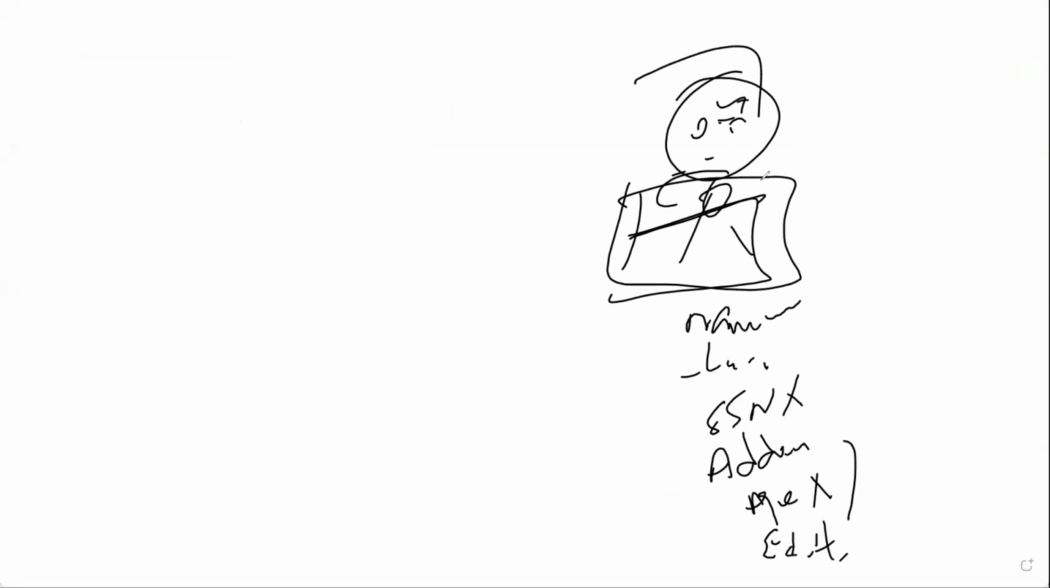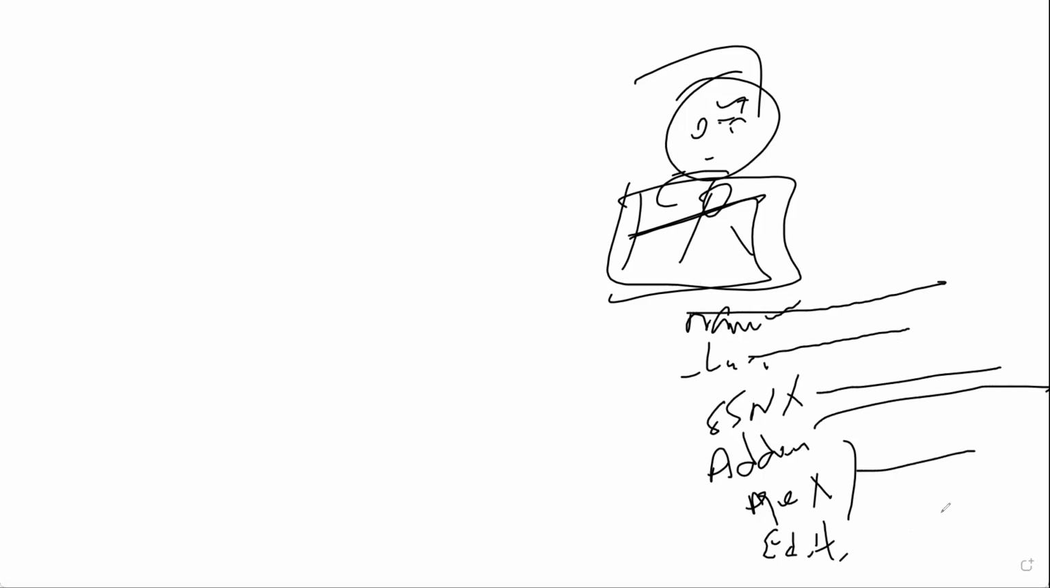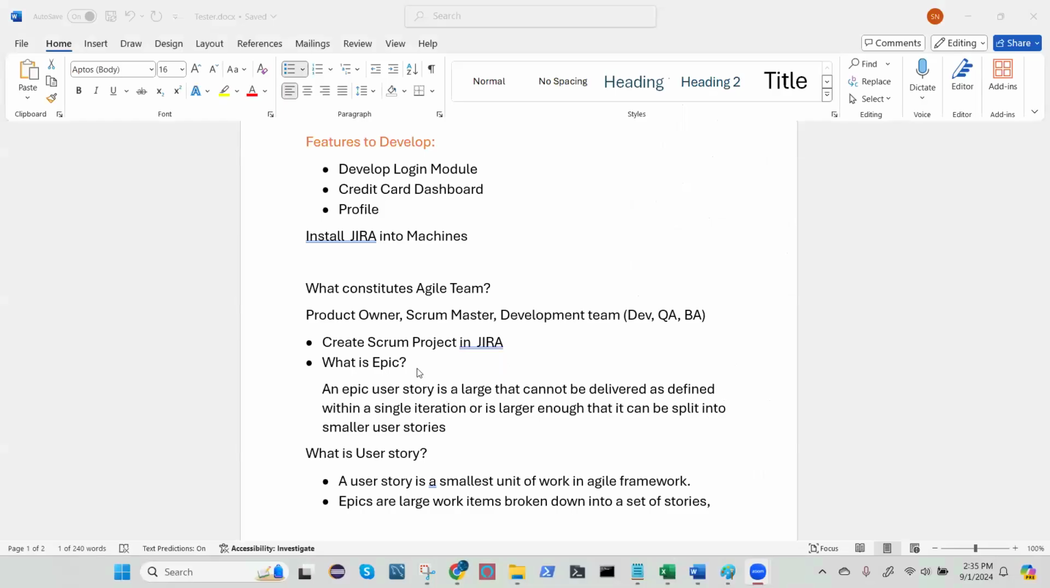So it's a profile under the credit card dashboard, under an Epic again. All those things, breaking them down, are going to be stories. That's what Epic is all about, and what user stories are all about. You're going to see your profile page to update the user information. These are 3 high-level features we need to develop.